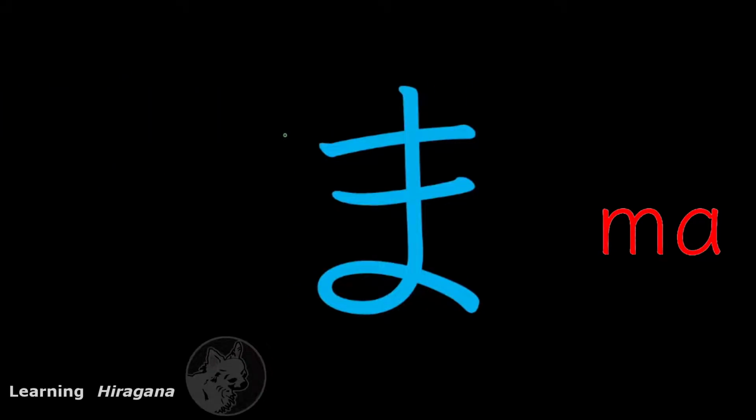This is ma. It has 3 strokes. 1, 2, and 3. This first stroke starts from the left here, and goes across like this and ends here. The second stroke starts from the left again, goes across, and ends here. The third stroke starts from the very top, goes down, crosses with the first and second stroke, makes a swirl, and ends here.